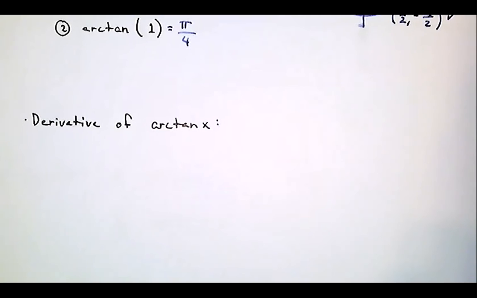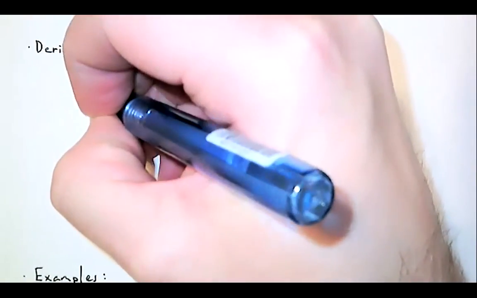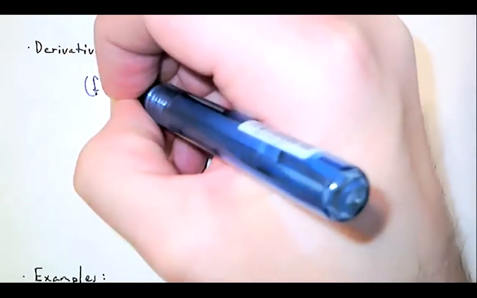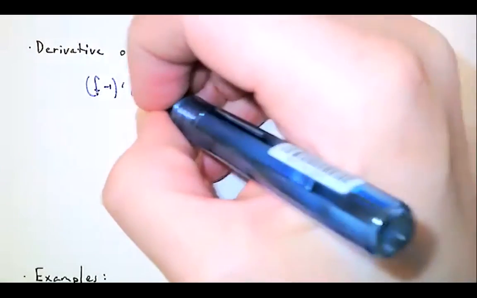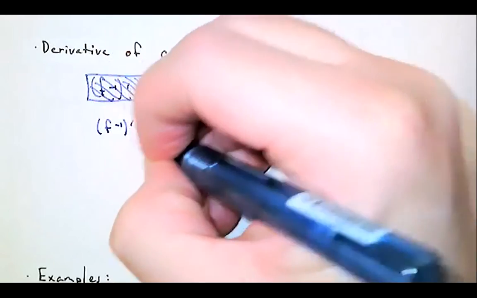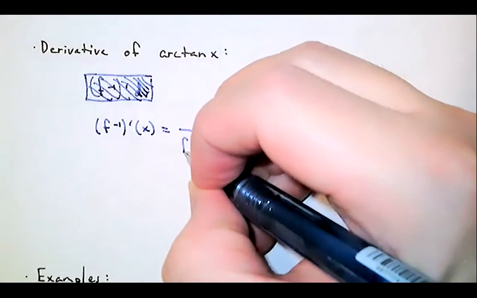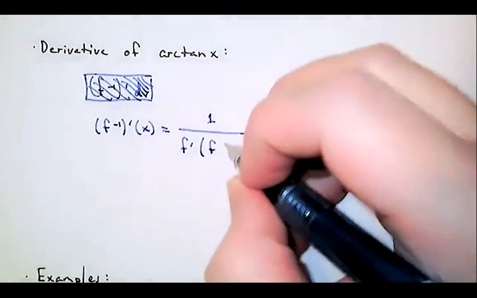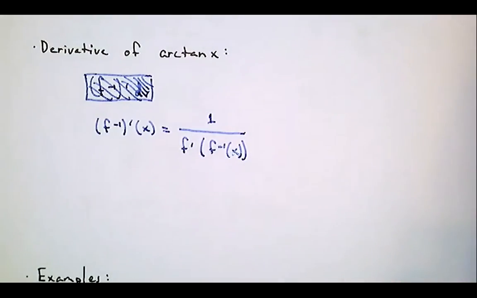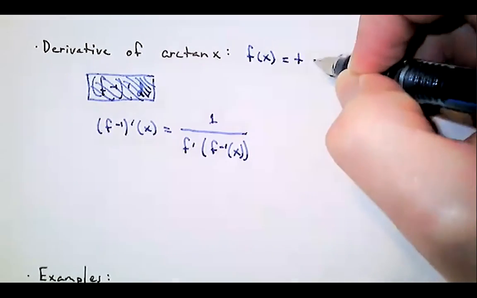So now let's do the derivative of arctangent the same way that we found the derivative of sine last time. So we need to go back to the formula for the derivative of an inverse. Just need an x here. So this is the fraction 1 over, and then you plug the inverse into the derivative of f. And in this case, our function f is going to be tangent, and its inverse is arctangent.